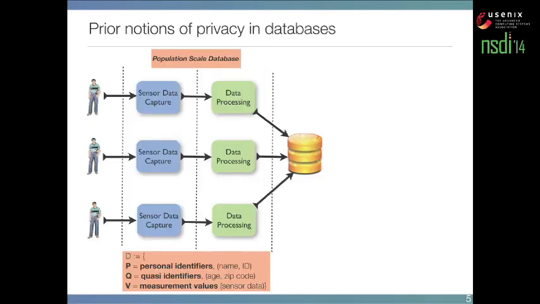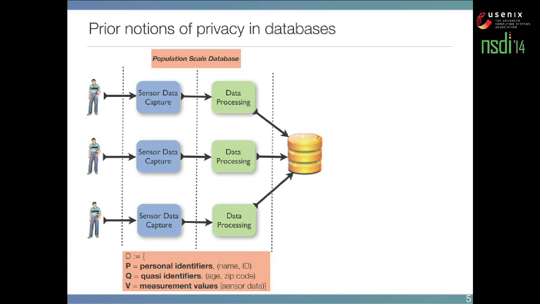Now, there are prior notions of privacy which have been explored, particularly in the database community. And the setting typically that they follow is one in which there are multiple users who generate and store their data in a population scale database. Now, if you look at the data that is being shared, it has a wide variety of attributes, but it can generally be classified into three broad types.